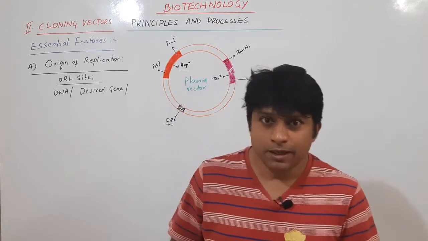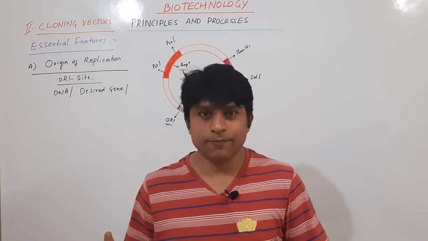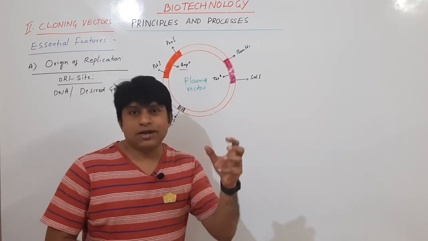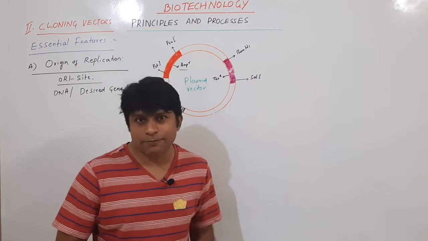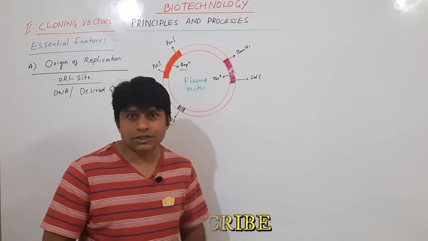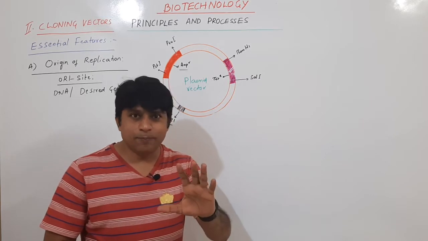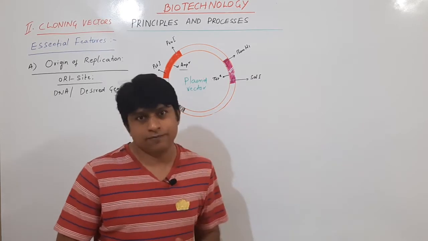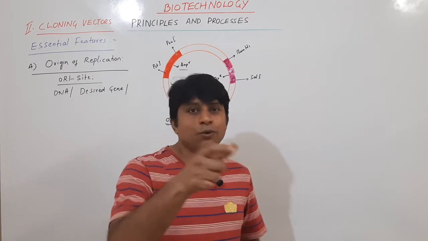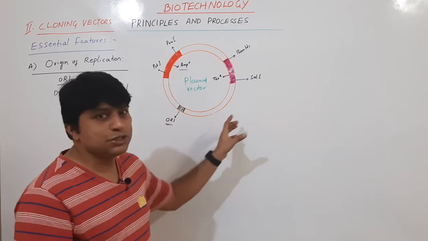Hello students, in the previous lecture we discussed how the gene of interest, which is called desired DNA or alien DNA, is extracted from the cell by using different types of enzymes. So now we are talking about how this gene of interest is cloned. It can be multiplied or it is expressed. So for that we need to introduce our gene of interest into a host organism. We cannot directly introduce our gene of interest into a host organism.